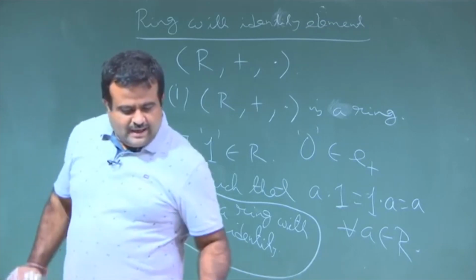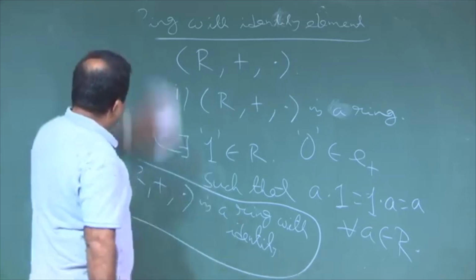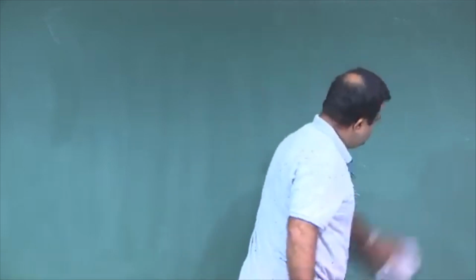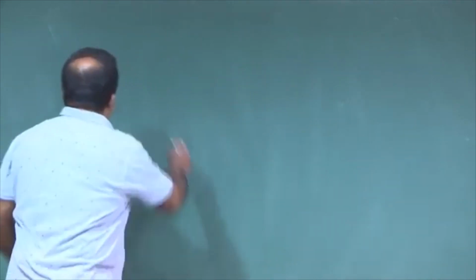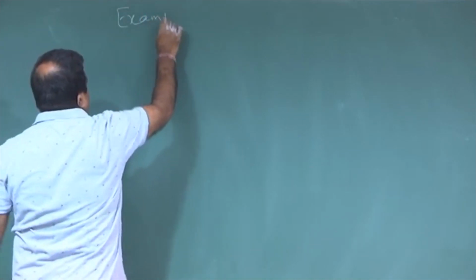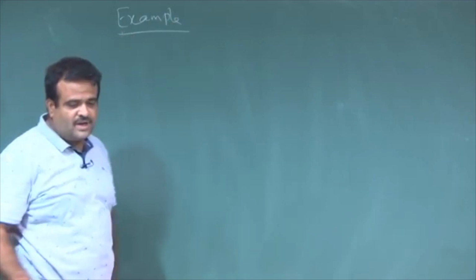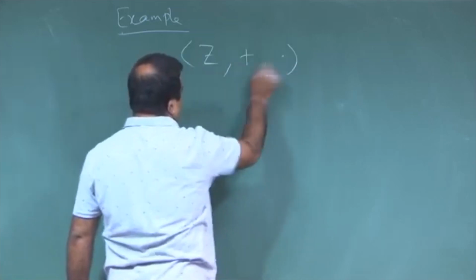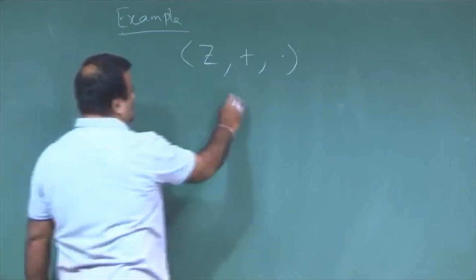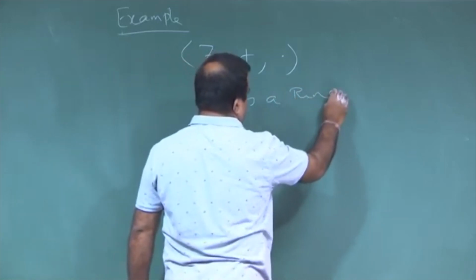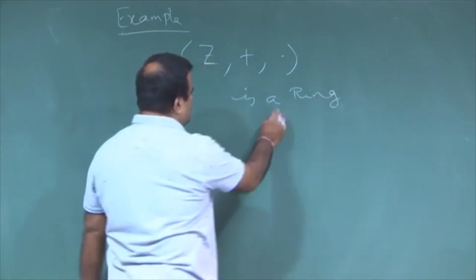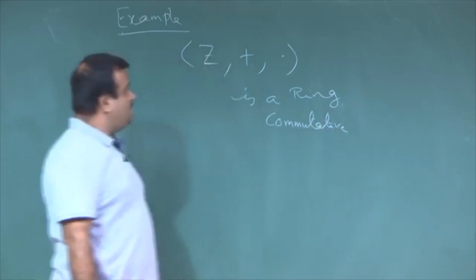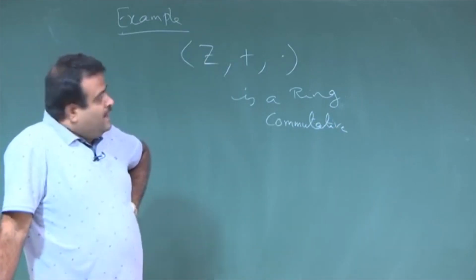Now, we will take some examples of rings. So, this is the definition of the ring. Okay, some examples. Now, if you take Z, the set of integers, then plus and dot, the real number addition and real number multiplication, this is a ring. Not only a ring, this is a commutative ring and also the identity element exists other than 0.